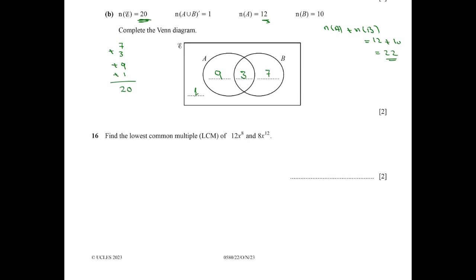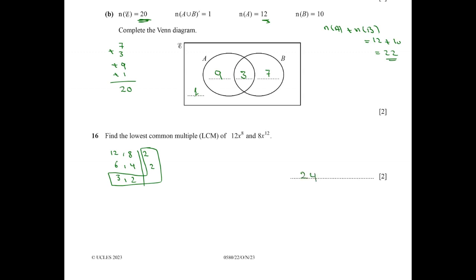Question 16. Find the lowest common multiple of 12x^8 and 8x^12. To find the lowest common multiple of 12 and 8, 12 8 divided by 2, 6 4 divided by 2, 3 2. The lowest common multiple, we have to multiply all these numbers. 2 times 2 times 2 times 3. 2 times 2 is 4, times 2 is 8, times 3 is 24.